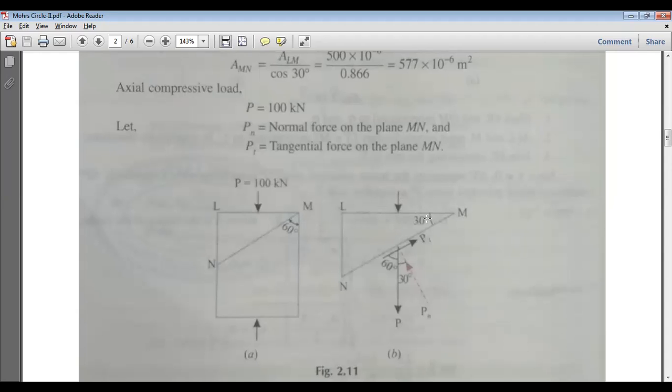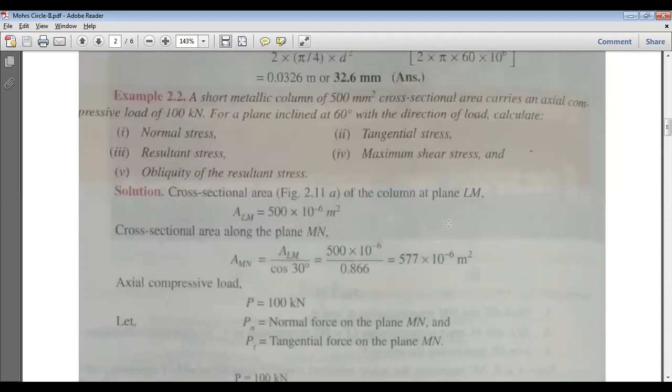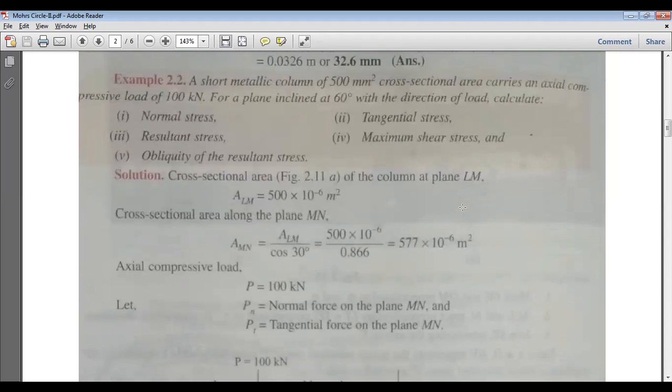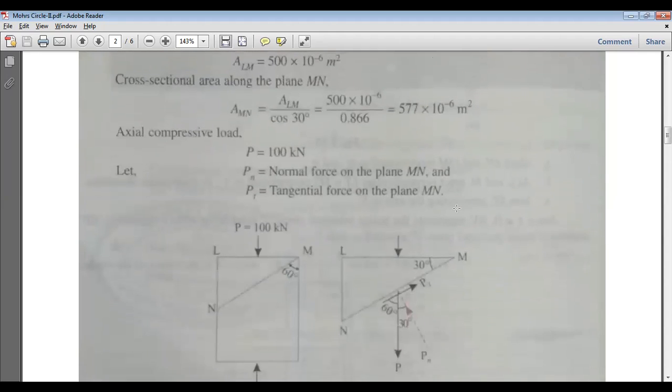So this was the purpose. This was the reason. That's why I have taken 30 degree rather than 60, because 60 degree is given with the direction of load, and the direction of load is vertical. So the vertical direction of load is 60 degree. So our direction from the horizontal is 30 degree.